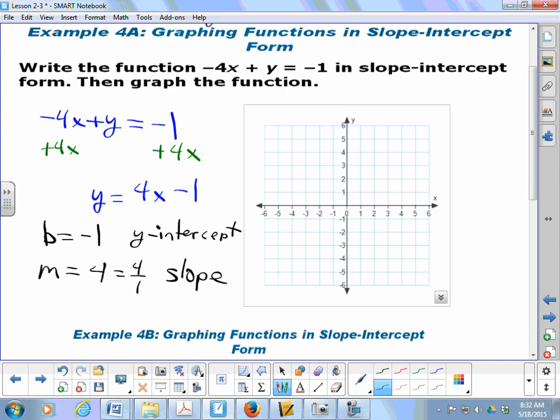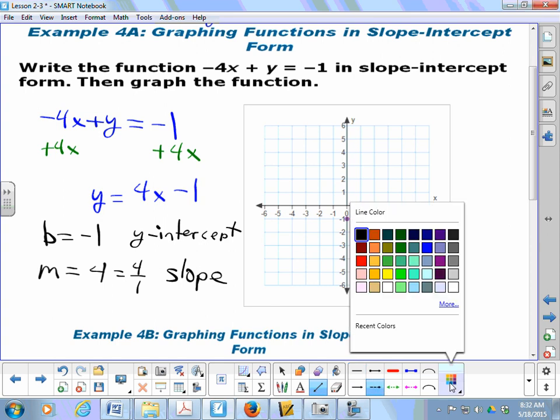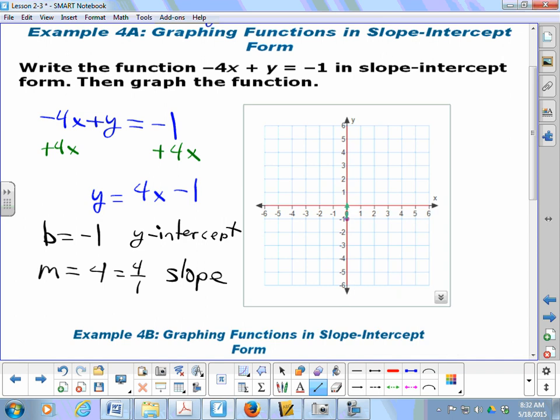So I mark my y-intercept of negative 1. And then from that point, we're going to go up 4 and over 1. That would be our next point. And then we'll draw our line through there.